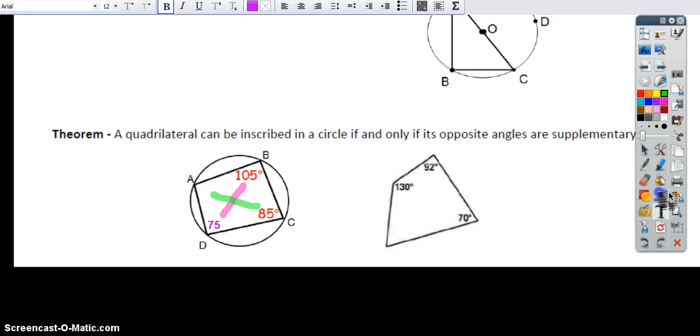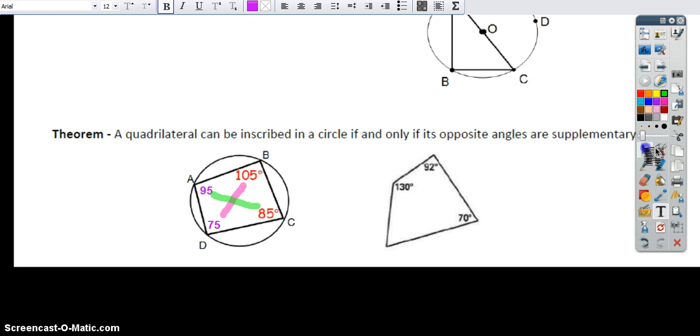So if one of them is 85, the other one has to be 180 minus 85, which is 95. Otherwise, the quadrilateral wouldn't fit in a circle. If the opposite angles aren't supplementary, the quadrilateral is not going to be one that would fit in a circle. Here we have 130 and 170.